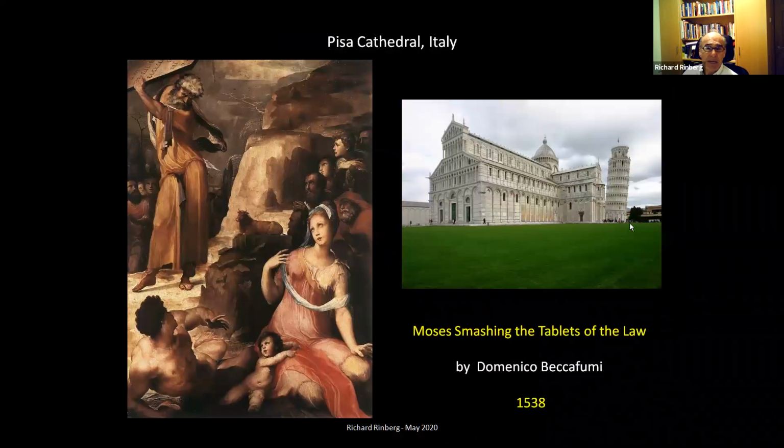So if you go to Pisa, the Leaning Tower of Pisa, and you go into the cathedral, you'll see Beccafummi's work, his Moses with the tablets, and he's just about to smash them, that we can see. You can see the representations often have, here's the golden calf, a lot in common. You can see why he's smashing here.